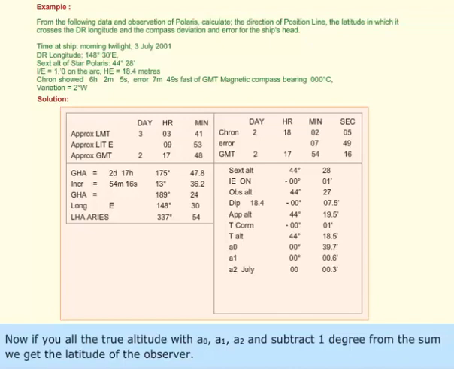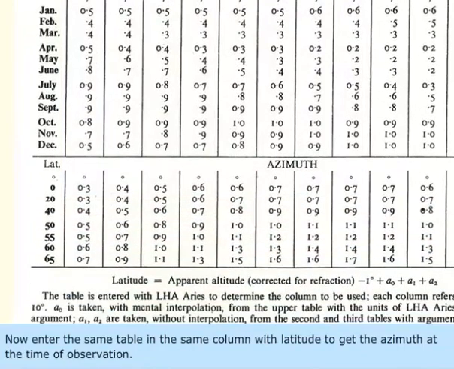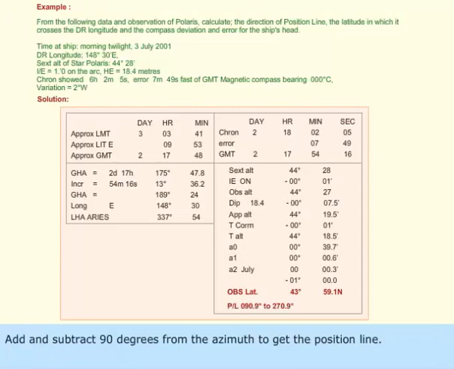Now, if you add the true altitude with A0, A1, A2 and subtract 1 degree from the sum, we get the latitude of the observer. Now enter the same table in the same column with latitude to get the azimuth at the time of observation. Add and subtract 90 degrees from the azimuth to get the position line.